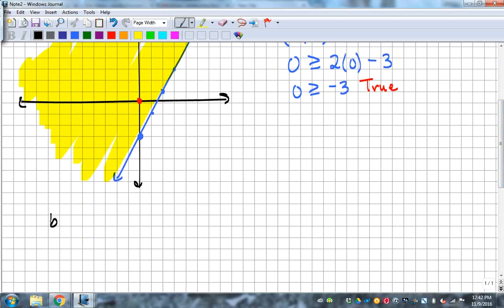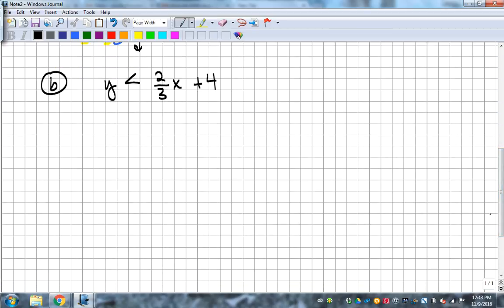All right, let's look at another one. Y is less than 2/3 x plus 4. Is that in slope-intercept form? Yes. So that means I can go ahead and graph it. Where's the y-intercept for this one? At 4. So I'm going to go to 4 on the y-axis and put a dot. How do I do my slope? Up 2, right 3. Up 2, right 3.